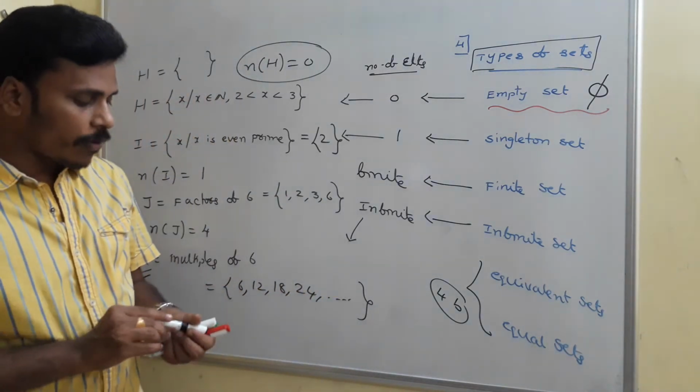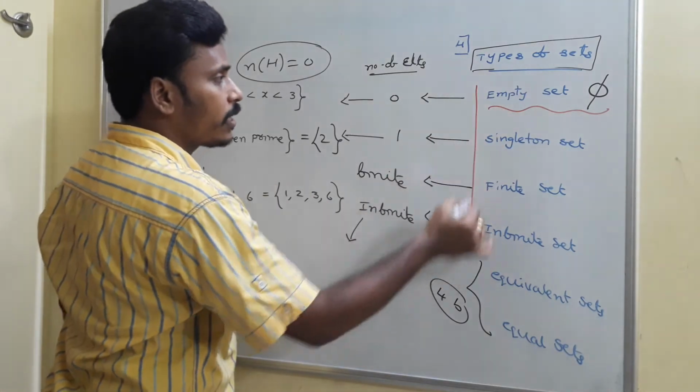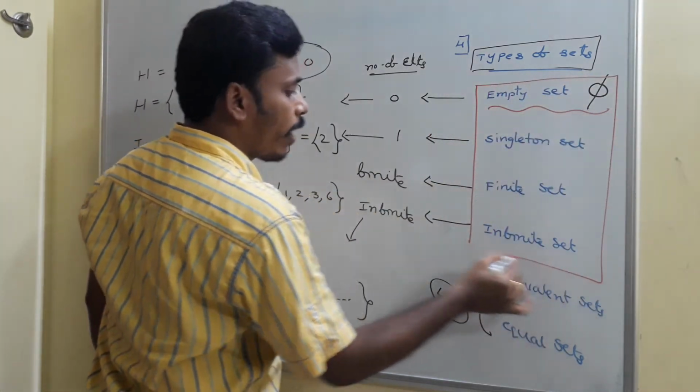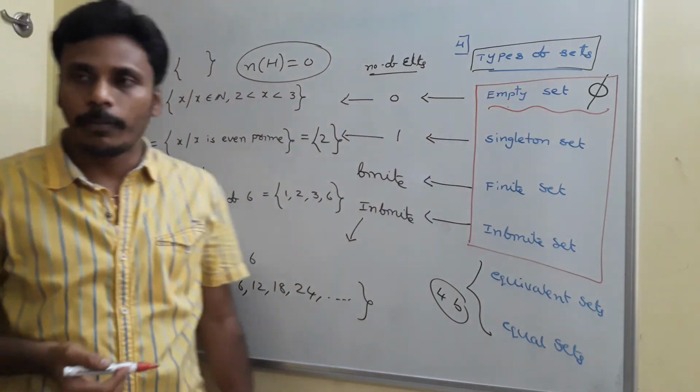Based on the number of elements, there are 4 different types specifically: empty set, singleton set, finite set, and infinite set. Empty set contains no elements, in the sense 0 number of elements.